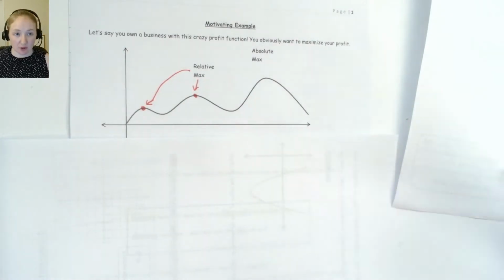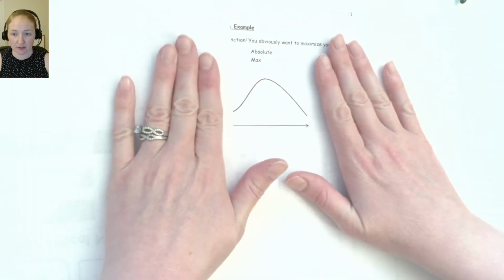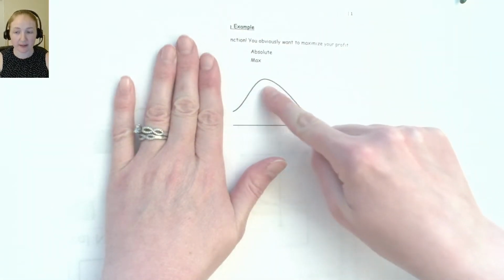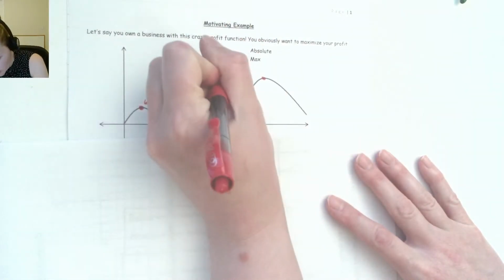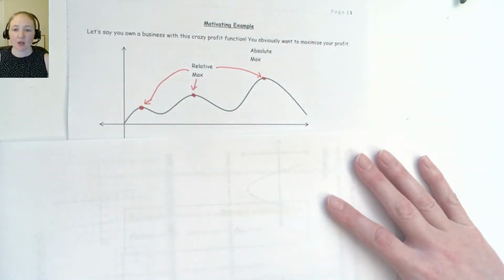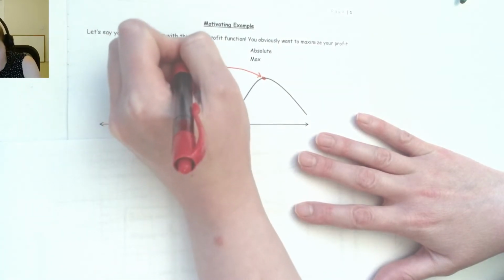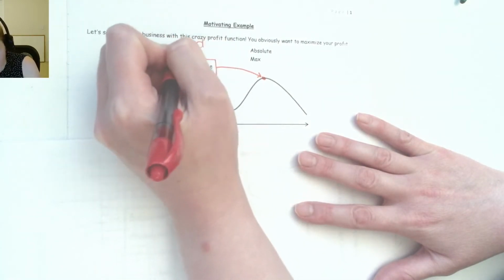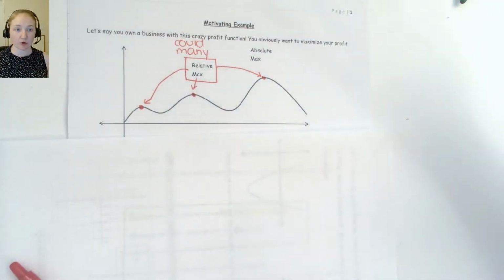The same thing could be said if I looked over here and I restricted just to this portion of the graph. That is the highest point. So this would also be a relative max. So you'll notice with these relative maxima, you could potentially have many of these relative max. You might just have one, but you could also have many relative maxima.